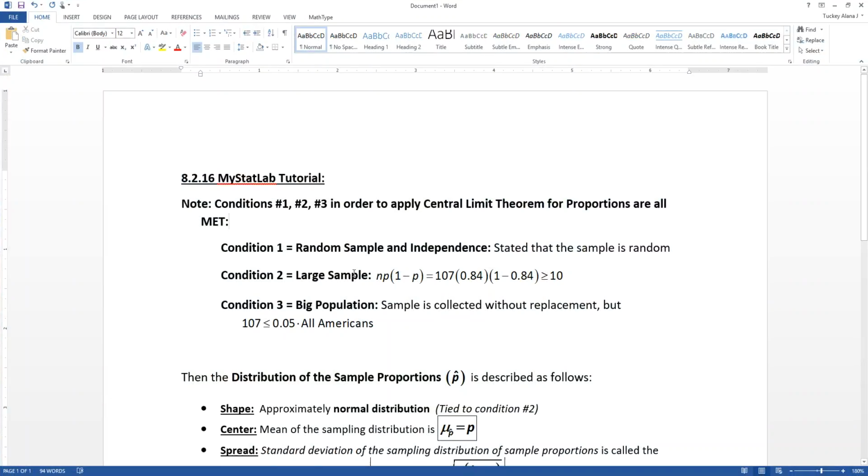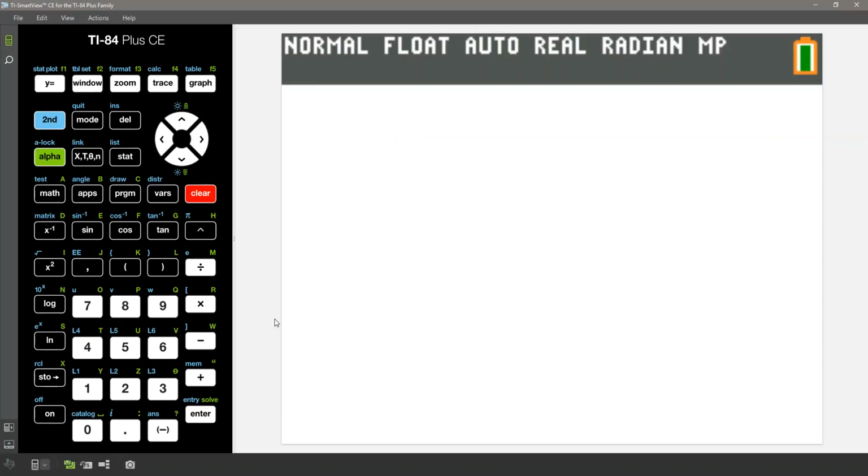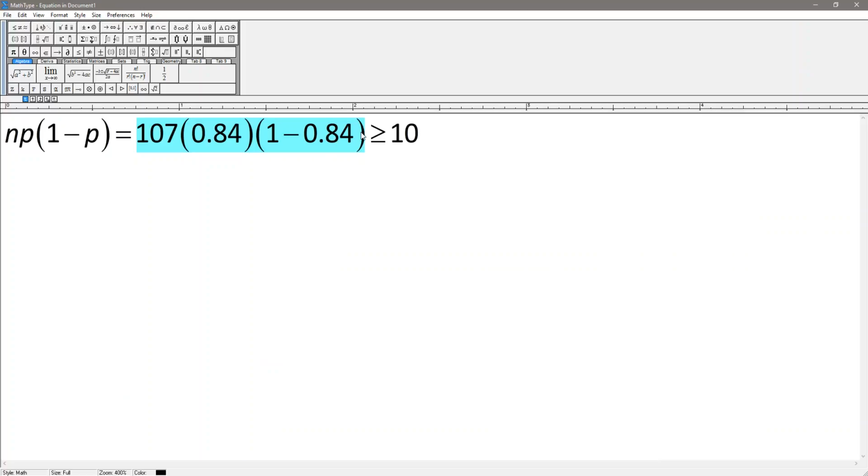Then it says that it needs to be a large sample. So we need n times p times 1 minus p to be greater than 10. So n times p times 1 minus p is 107 times 0.84 times 1 minus 0.84. If I grab the calculator, I take 107 times 0.84 times parentheses 1 minus 0.84, and hope that this is bigger than 10, and it is. It's 14.3808. So that is larger than 10, so we have that condition met.